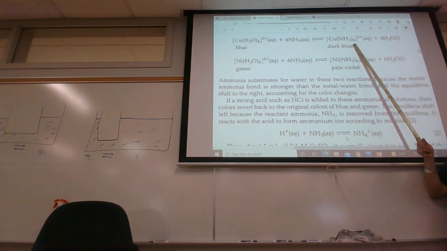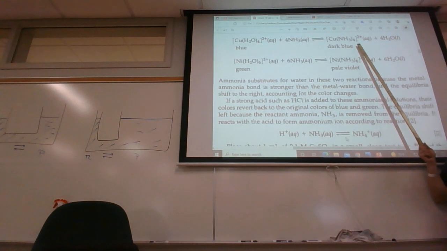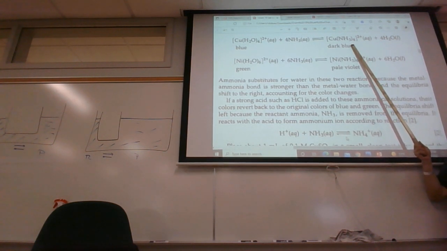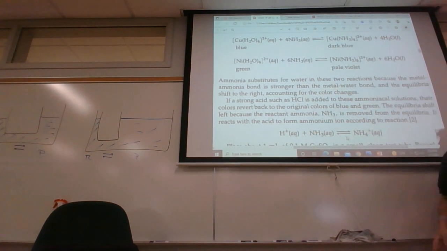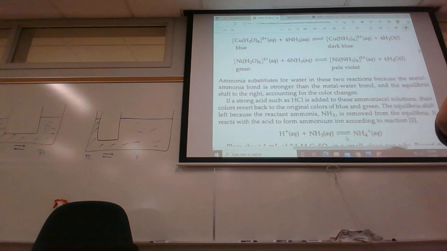What's this called? Tetraamminecopper(II). Tetraamminecopper(II). Which side do you think is favored? Which side do you think is the downhill side?